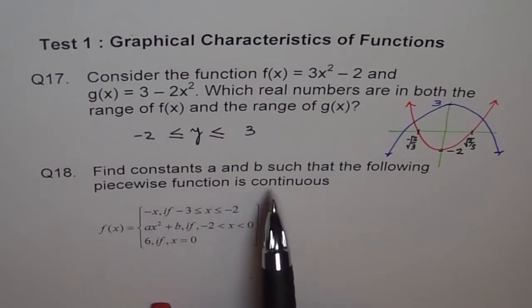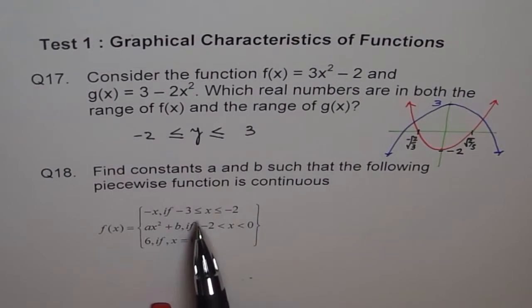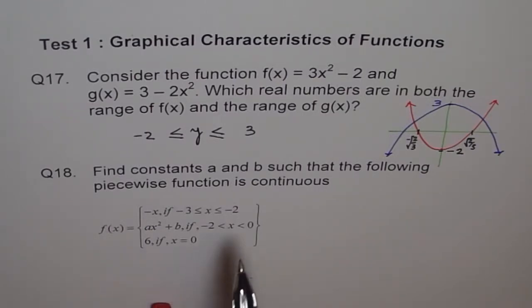Okay, question 18. Find the constants a and b such that the following piecewise function is continuous. Now whenever you have a piecewise function, you know each element is continuous. Minus x is a continuous line. Ax squared plus b is a continuous parabola. 6 is a constant continuous function, correct? Now it could be discontinuous only at the points where it is joined together. So those points are at minus 2 and 0. So if we make these two points equal, then the function will be continuous.